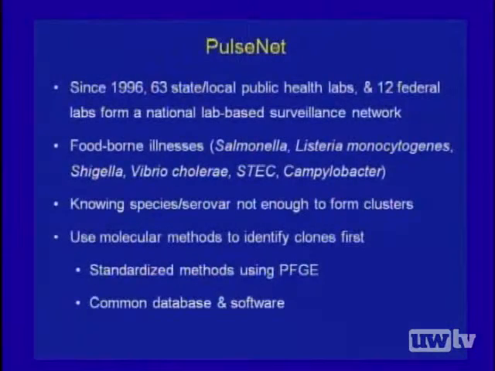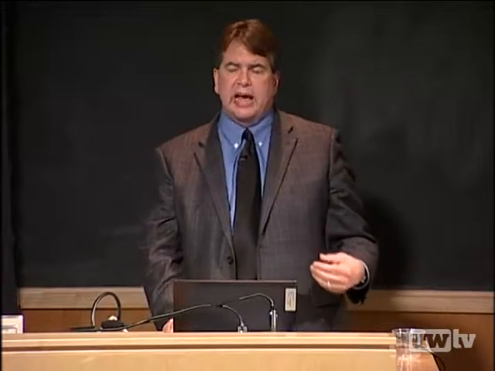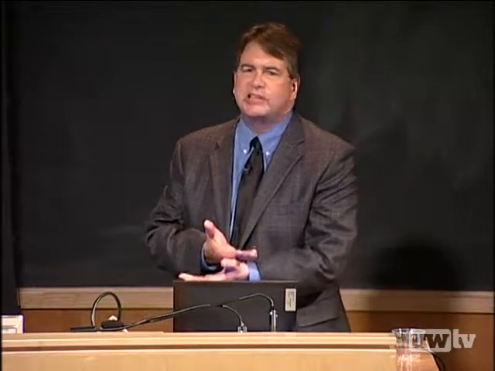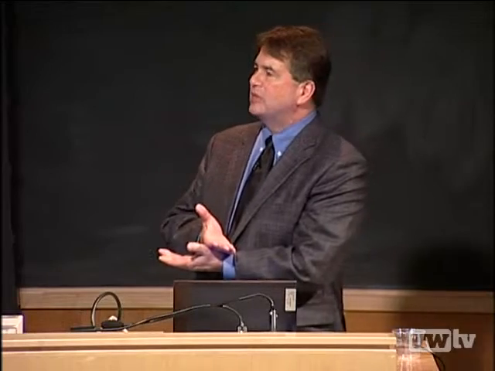They look at 6 foodborne illnesses: Salmonella, Listeria, Shigella, Vibrio cholerae, Shiga toxin producing E. coli, and Campylobacter. And it's based on the premise that just knowing the species and knowing the serovar is not enough to put together clusters. So, as I said, they use the molecular methods to identify the clusters first. We have just completely reversed what we had been developing for the previous 150 years, but it has revolutionized the way that we approach foodborne outbreaks.